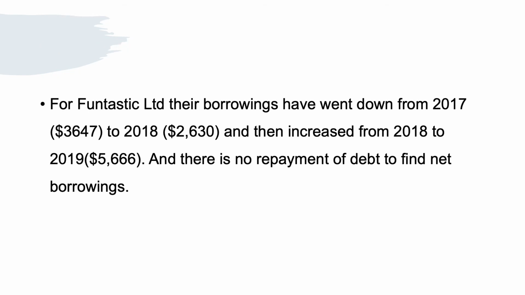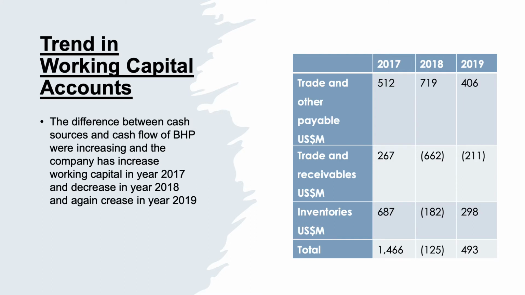For Fantastic Limited, their borrowings went down from 2017 to 2018 and then increased from 2018 to 2019. And there is no repayment of debt to find the net borrowings according to their cash flow statement. So, the trend in working capital accounts, the difference between cash sources and cash flow of BHP was increasing, and the company increased working capital in 2017, decreased it in 2018, and again increased it in 2019.